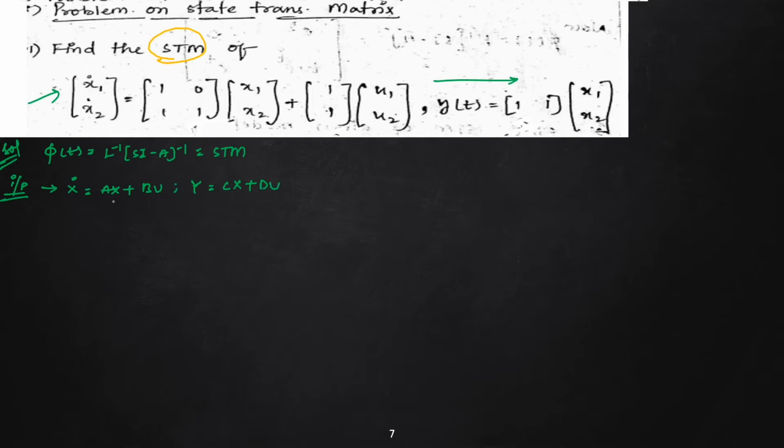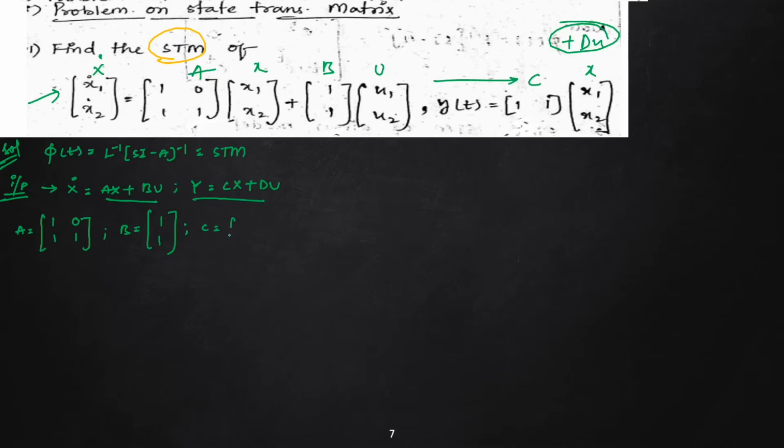Upon comparing these two equations with the given question, we get the A matrix equals [1 1; 0 1] and the B matrix equals [1; 1]. This is the A, this is x dot, this is B, this is x, and this is u, and this is the C matrix, and this is the x matrix, and plus Du will be there. Here the Du term is not there, meaning simply D equals 0. So C is a row matrix, that is [1 1], and D equals 0. In most cases we can observe D will be equal to 0.